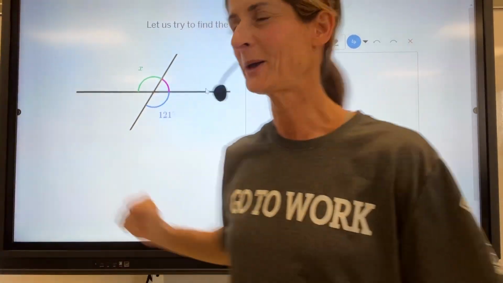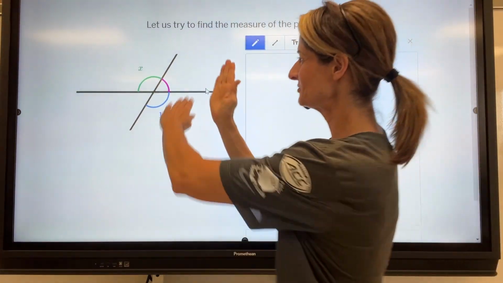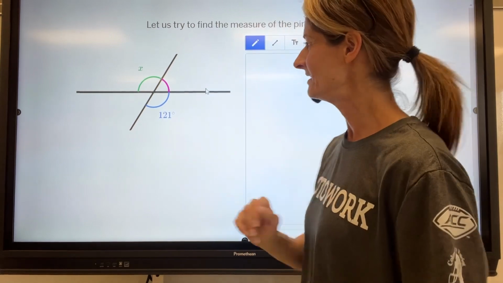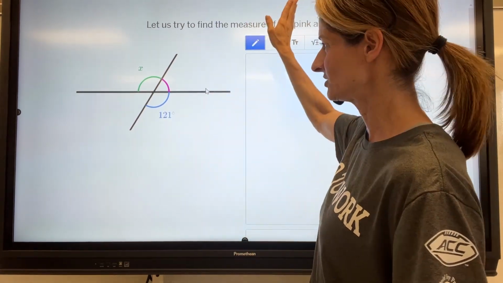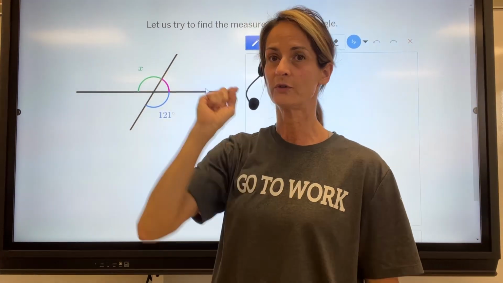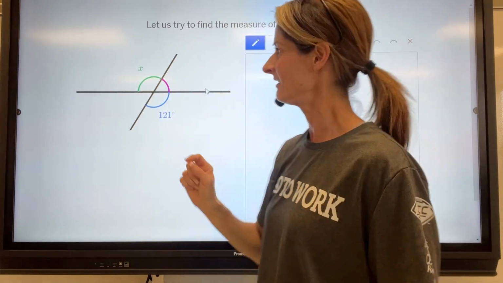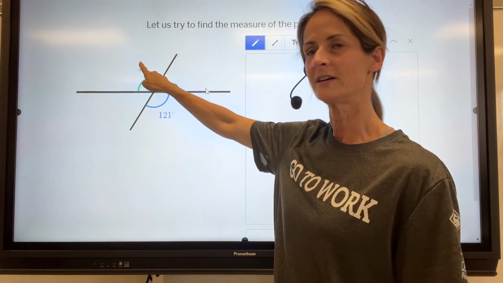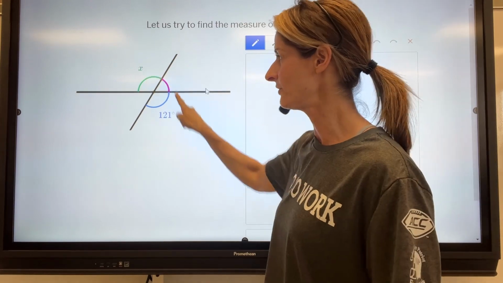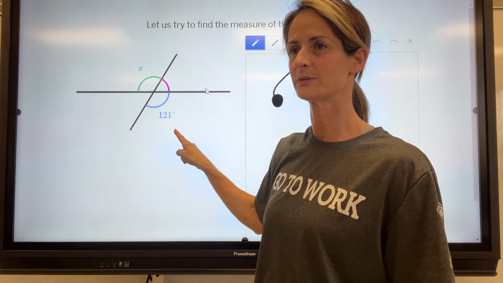Welcome back. Okay, so now we have two intersecting lines. Intersecting lines, we're going to see this in just a second, create what are called vertical angles. This green angle here and this blue angle, those are vertical angles.